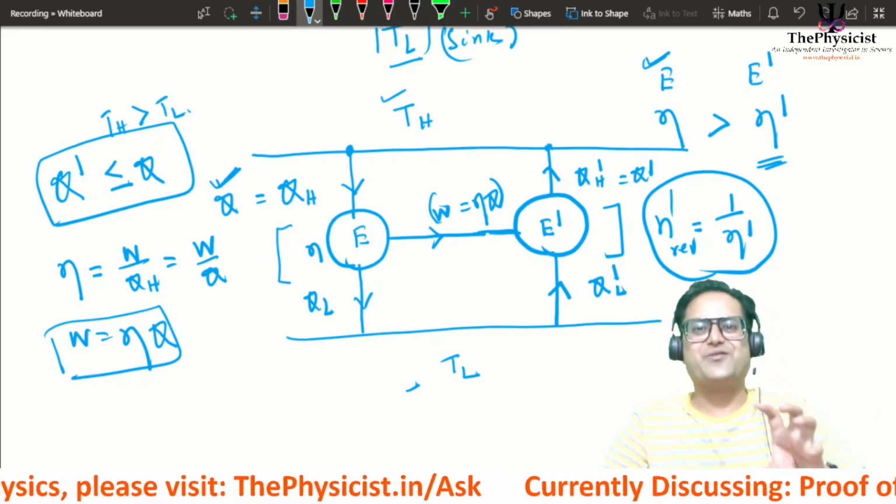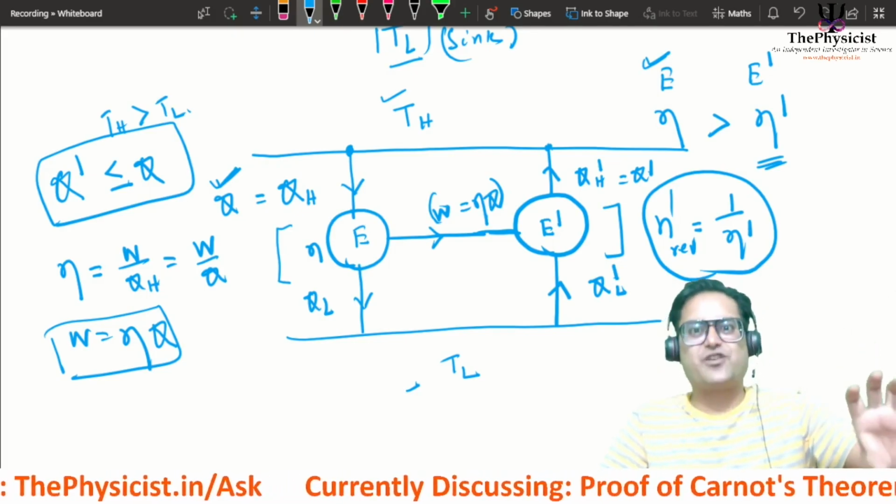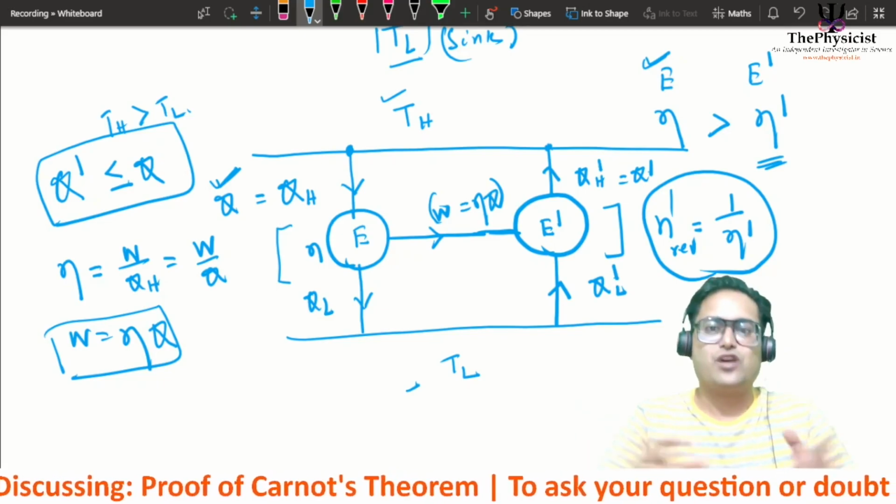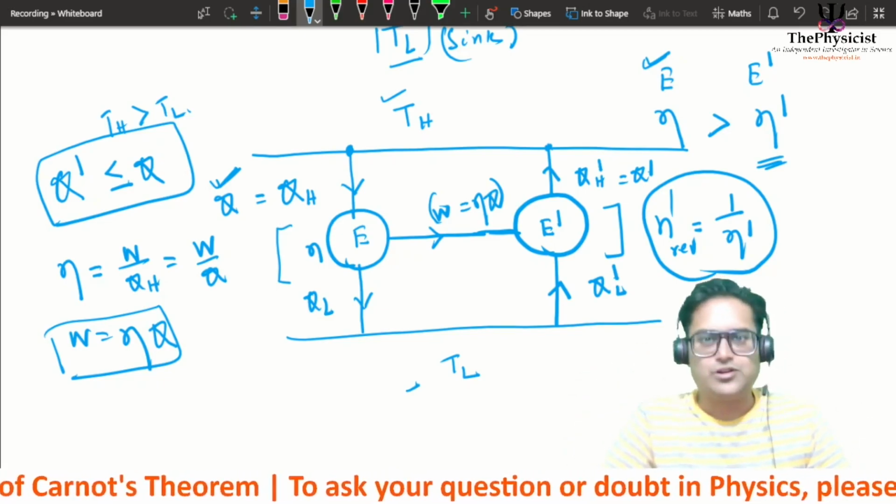So basically, the second law of thermodynamics is the first law of thermodynamics plus some additional conditions on the directionality of the heat flow, or the spontaneous directionality of the heat flow, right?